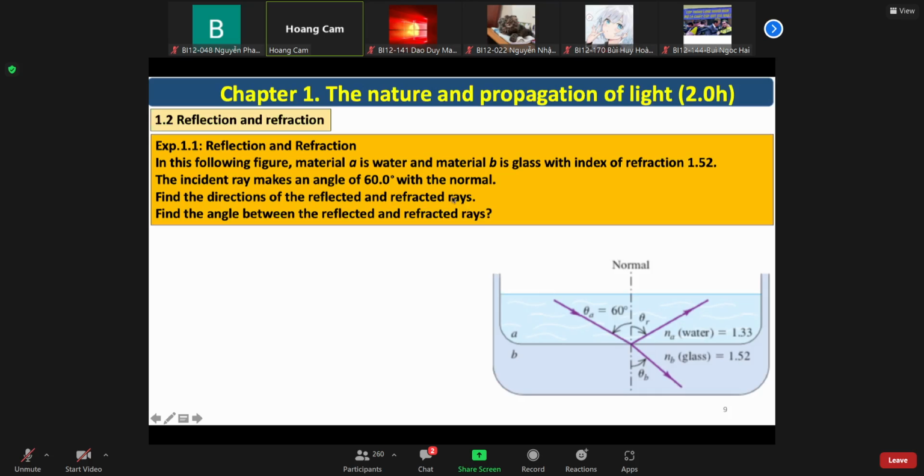So the question here, instead of asking what is the angle of reflection and what is the angle of refraction, will ask you to find the directions of the reflected and refracted rays. So you should be able to draw that as well. And find the angle between the reflected and refracted rays.